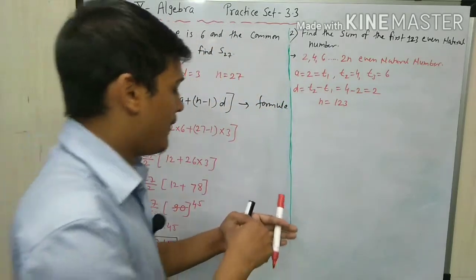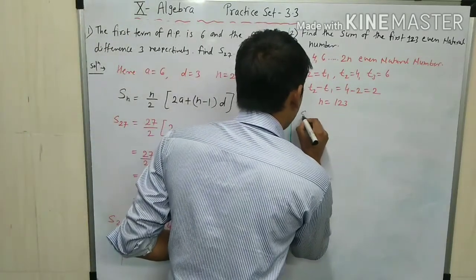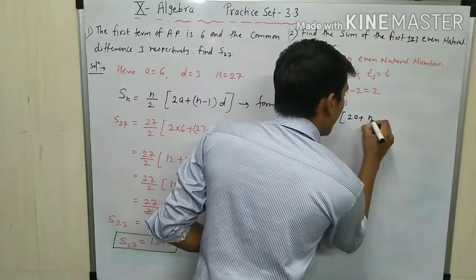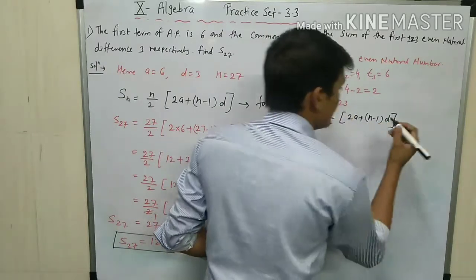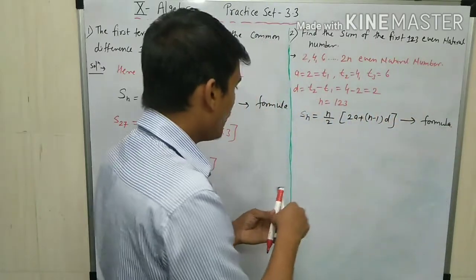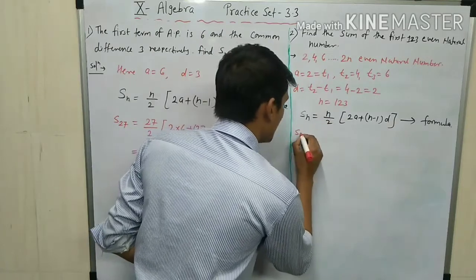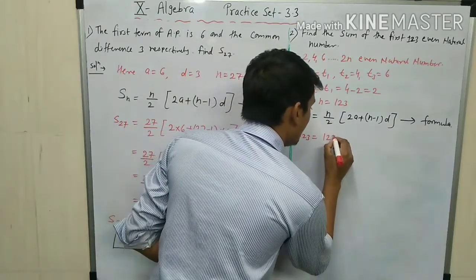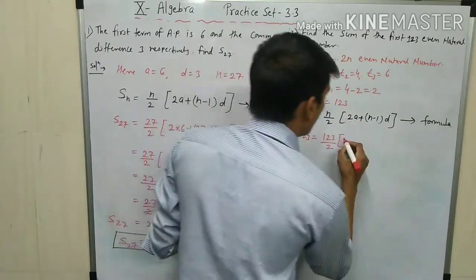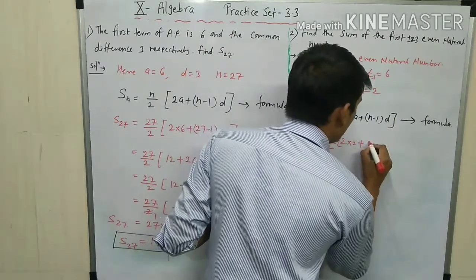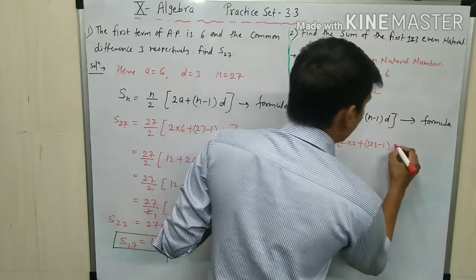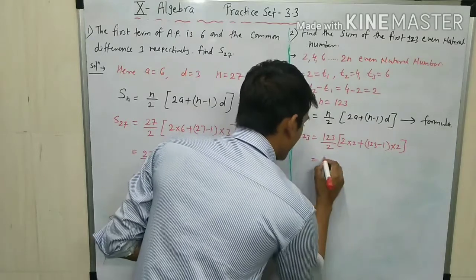Now find out the value S123. We can write here the formula S is equal to n upon 2, bracket 2a plus (n minus 1), bracket close, and then d. This is your formula. Now we substitute the values: S123 is equal to 123 upon 2, bracket 2a. The a value is 2, so we write 2 into 2 plus n value 123 minus 1, and d value is 2.